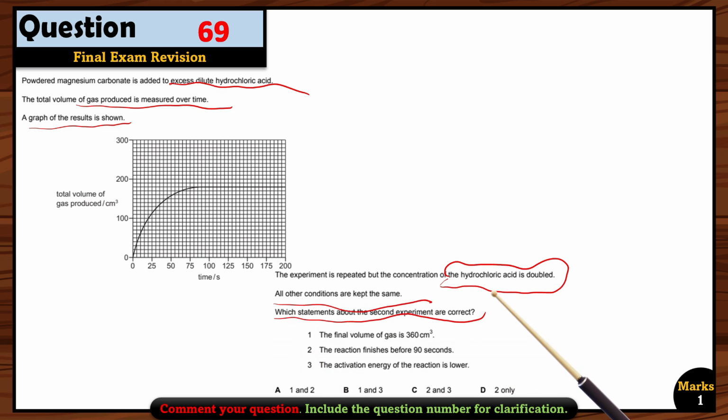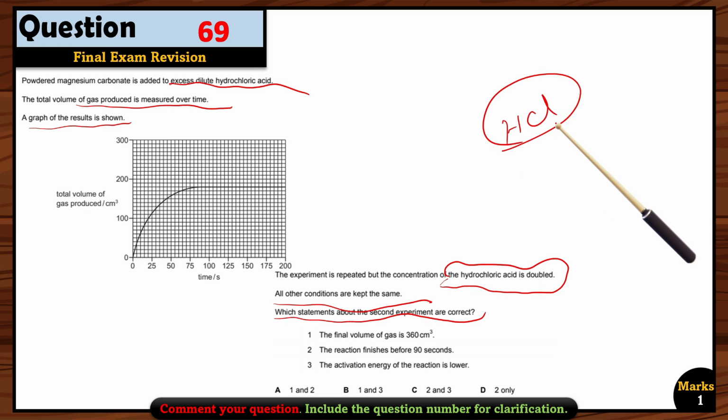Now let's see again, the HCl concentration is doubled. What does it mean? The rate of the reaction will be increased. Okay, so if you see the time taken by this reaction, it's 75 or maybe 90 right here. So the reaction finished before 90 seconds. Yes, the rate of the reaction will be higher because the concentration is higher. The activation energy of the reaction is lower.